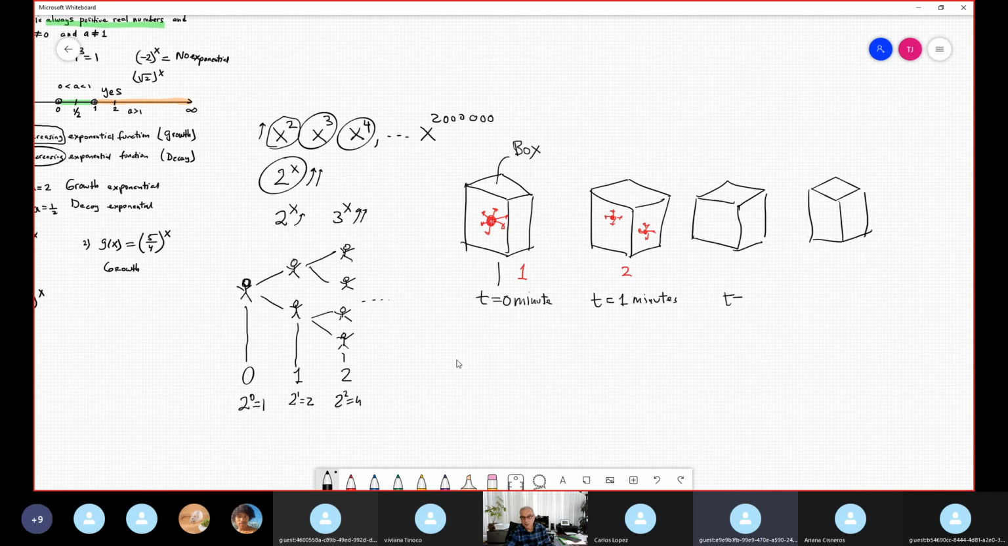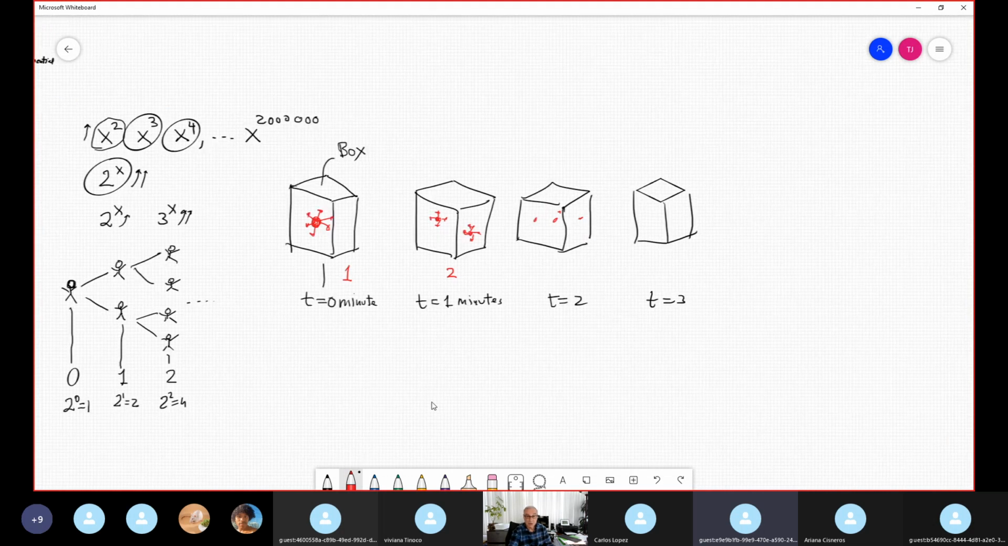t equal 2 and t equal 3. 4, very well. 1, 2, 3, 4. And what about t equal 3? How many coronavirus do we have? 8. Absolutely. 1, 2, 3, 4, 5, 6, 7, 8. And what about t equal 4? How many do we have inside the box? 16. Very well. So you understand how the exponential behaves.